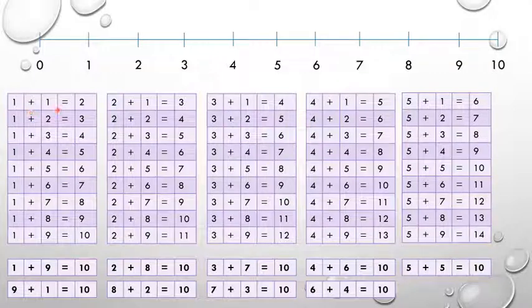So 1 plus 1 is 2. 1 and 2 is 3. 1 and 3 is 4. 1 and 4 is 5. Until 1 and 9 is 10. So basically, I added 1 to 9 to 1. Then 1 to 9 to 2, it will result in this one. Then for 3, 4 and 5, 1 to 9 will result in this table.